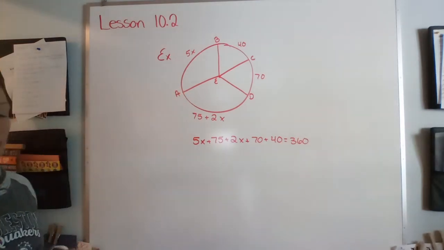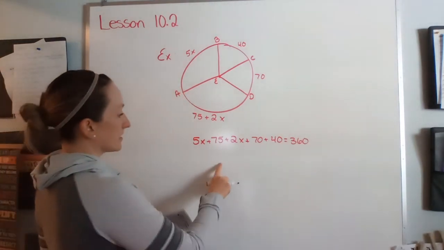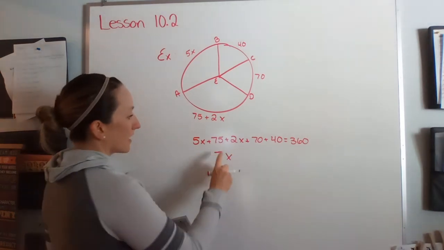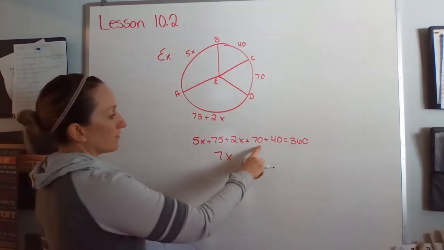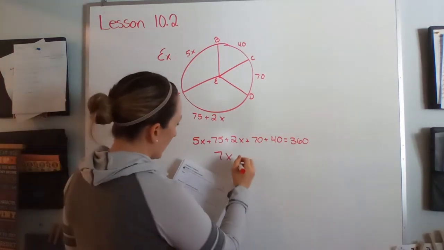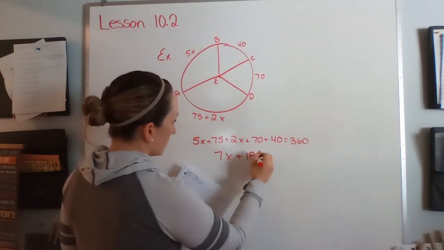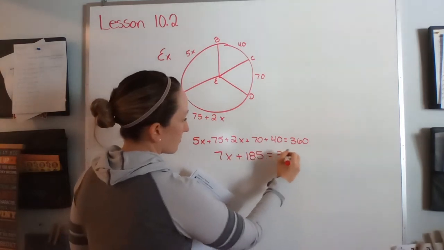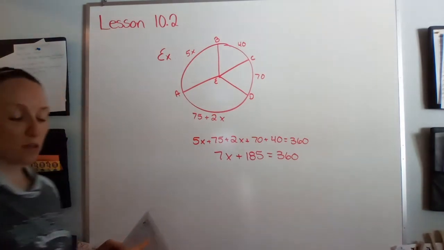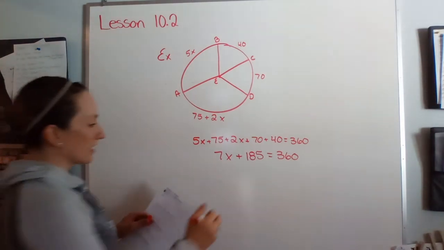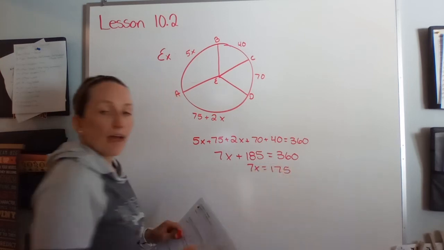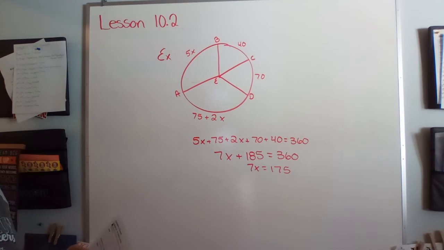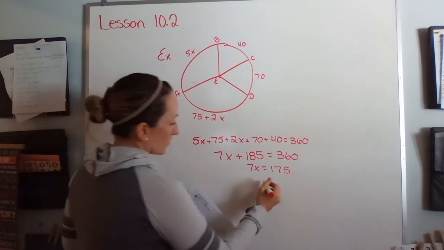Now I can combine like terms, right? I can combine my x's to get 7x. And I can combine 75, 70, that's 145, plus another 40, that's 185. And set equal to 360. Subtract the 185 from both sides, so you're going to get 7x equals 175. And then divide both sides by 7 to get x equals 25.